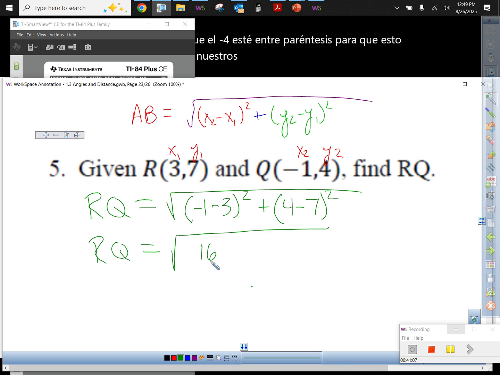Are you with me on that? Plus, what's 4 minus 7? -3 squared, positive 9, right? It's a negative times a negative. And then the last thing here is add those up first. 16 plus 9, I'll save you a little time, is 25. So the answer is the square root of 25. Does that come out nice? What is the square root of 25? It is 5. What do you think?